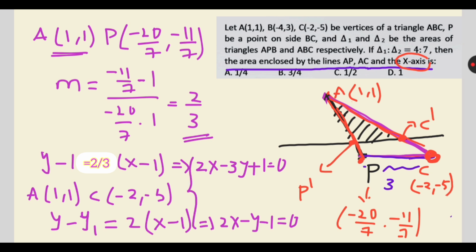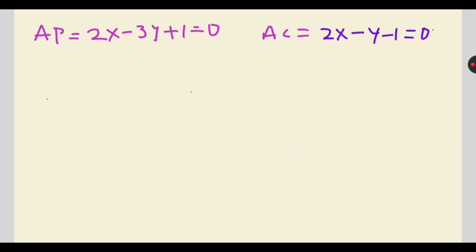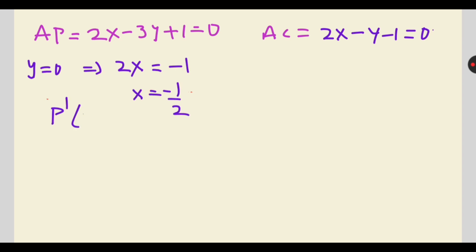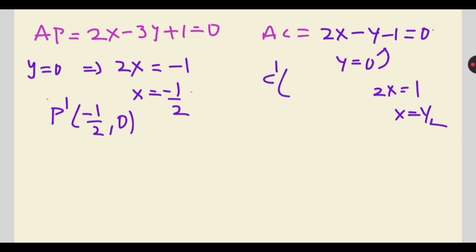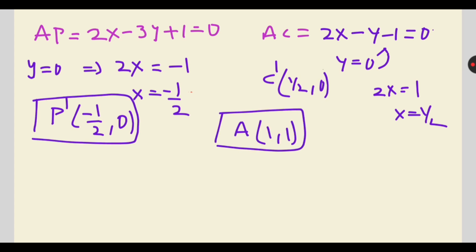According to this diagram, this is the x-axis. The x-axis is nothing but y = 0, isn't it? So if you substitute y = 0 here, then 2x = -1, so x = -1/2. The P dash point is (-1/2, 0). Similarly, in the equation AC, we can find C dash. If the x value is 1/2, then the y value is 0. Finally, we know the points A, P dash and C dash.